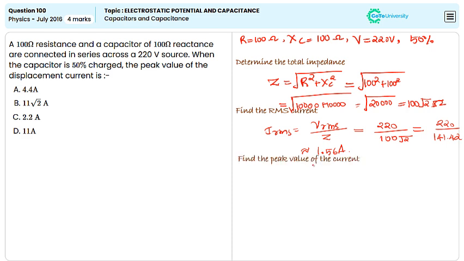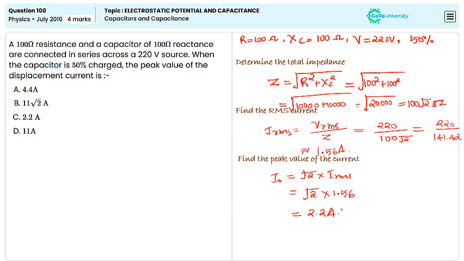Now, the peak current I naught is related to the RMS current by I naught is equal to square root of 2 into IRMS. Substituting the value of IRMS, we get square root of 2 into 1.56, which is equal to 2.2 amps. The displacement current is equal to the current in the circuit.